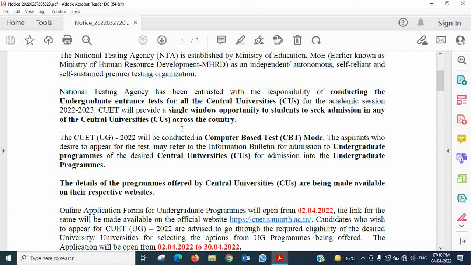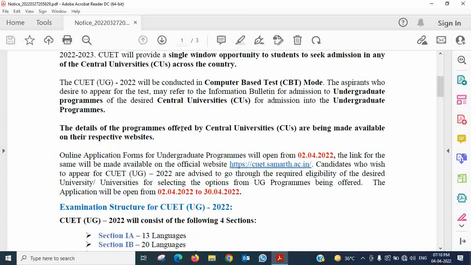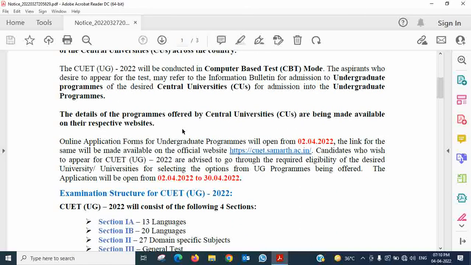And this exam will be a completely computer-based test, that is known as CBT. The form has been opened. The application has been open from 2nd April 22, and the official website to fill this form is cuet.samarth.ac.in. So you can go there and complete the application form.